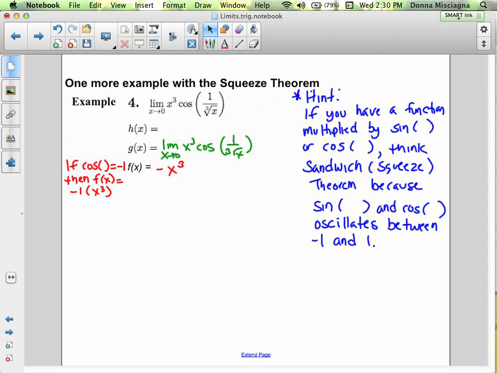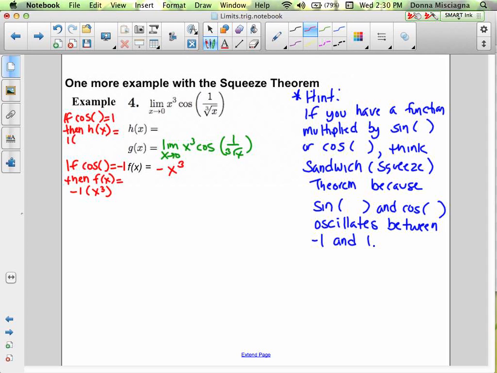All right, let's look at the other, on the flip side. If cosine blop equals 1, then h of x equals 1 times x cubed. The most our function can ever be is whatever x cubed is. Right? And the limit that we're looking for is sandwiched in between those two, thanks to the fact that cosine blop is oscillating between -1 and 1. All right, so now let's find the limit.